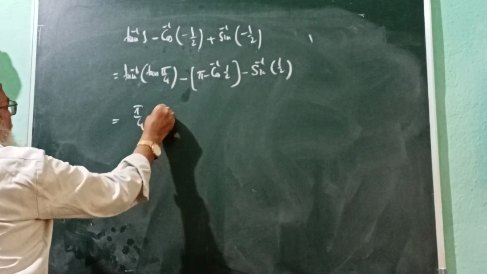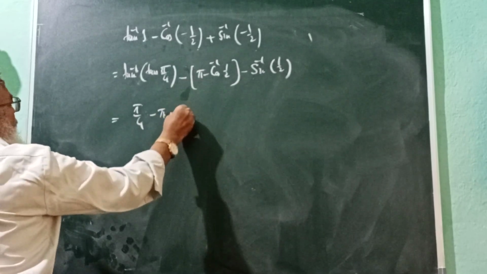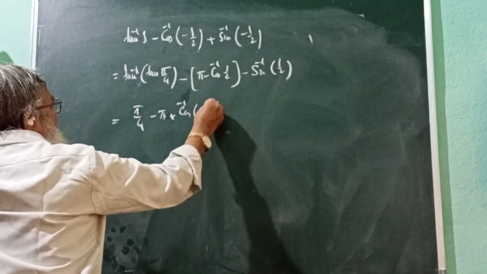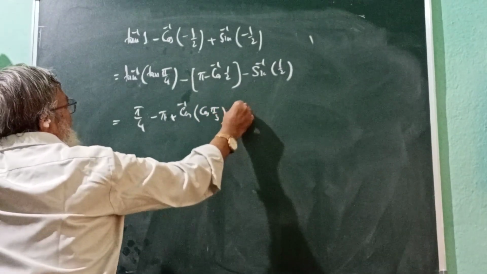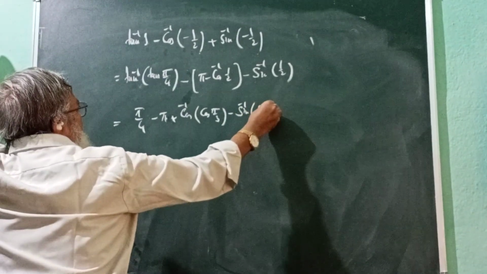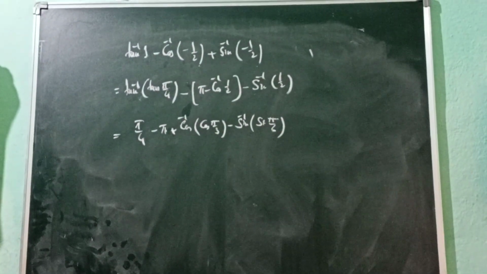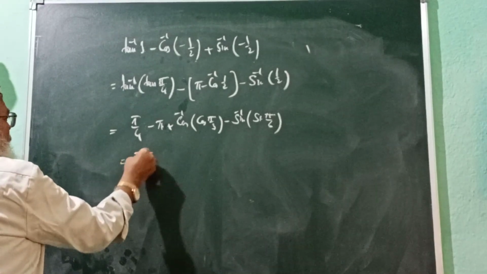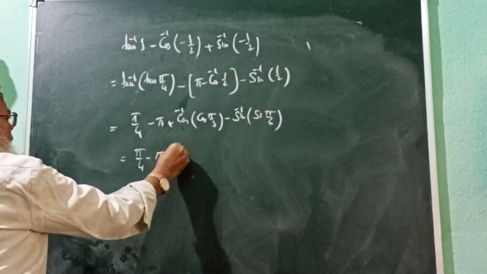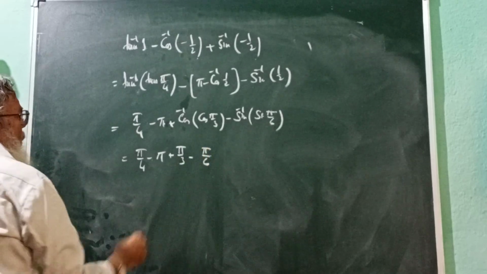Open the bracket, minus pi, minus of minus is plus here, cos inverse of x. 1 by 2 in terms of cos is cos pi by 3. Minus sin inverse. 1 by 2 in terms of sin is sin of pi by 6. And then here it is pi by 4 minus pi. Here cos and cos inverse cancel each other. It is plus pi by 3. Sin and sin inverse cancel each other, plus pi by 6.